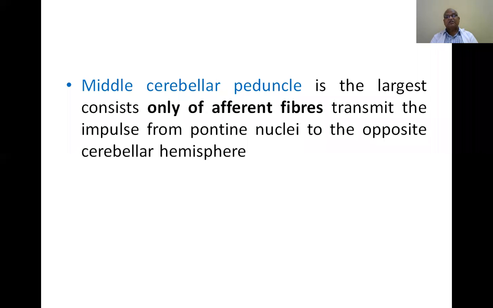So only the middle cerebellar peduncle contains only afferent fibers. The superior and inferior cerebellar peduncles both contain afferents and efferents. The inferior cerebellar peduncle contains the majority of afferent fibers and the superior cerebellar peduncle contains the majority of efferent fibers. Only the ratio differs, except the middle cerebellar peduncle, which contains only afferent fibers.